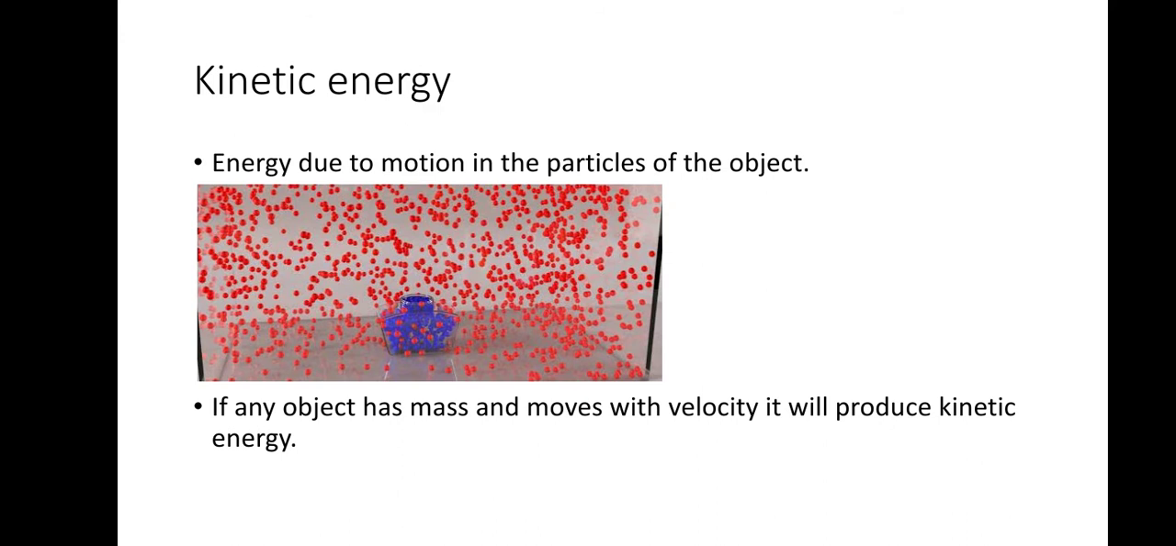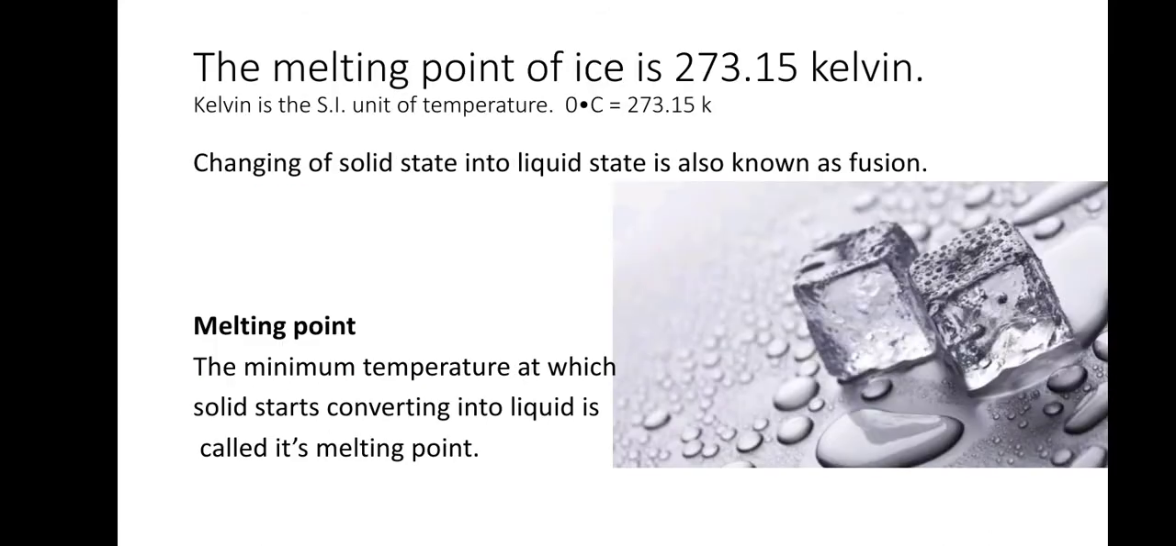Kinetic energy: energy due to motion in particles of the object. If any object has mass and moves with velocity, it will produce kinetic energy. The melting point of ice is 273 Kelvin. Kelvin is the SI unit of temperature. 0 degrees Celsius equals 273 Kelvin.